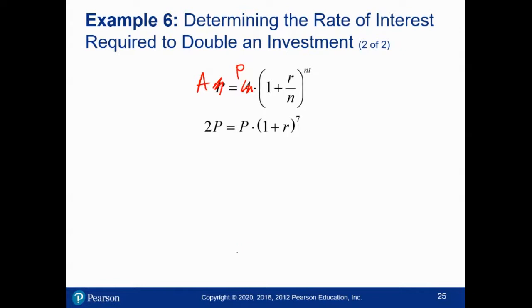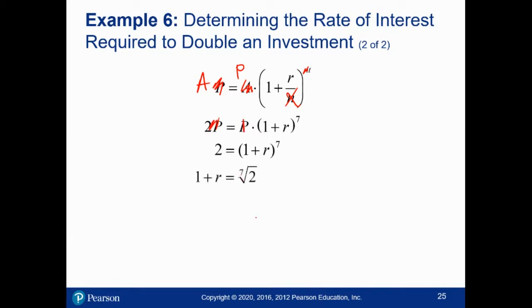I want A to be 2P. N is 1, so we can ignore this, and we can ignore this N, and then T is 7. Now if I divide both sides by P, the P actually didn't matter. You can also think of this as whatever the principal is doesn't really matter. I just want to double it. So $1 could go to 2. So I could let this be 1, and I could just have let this be 2 to begin with.